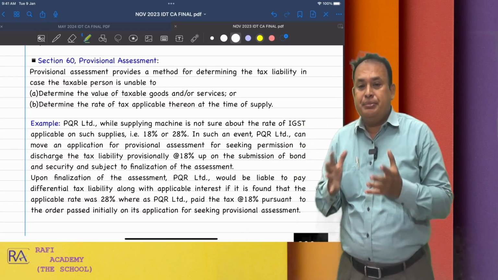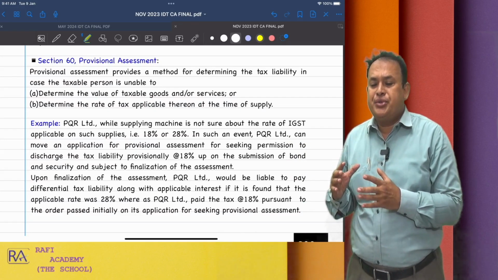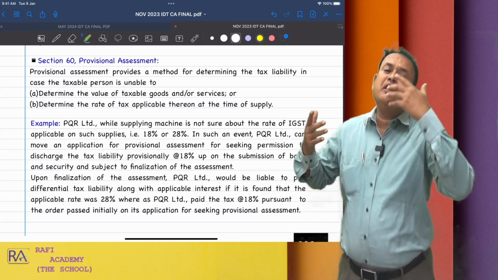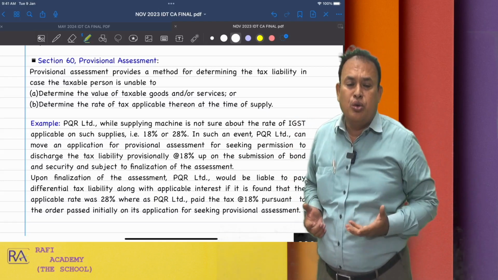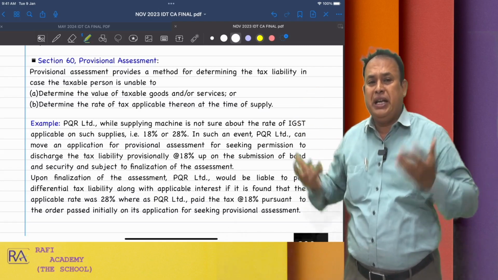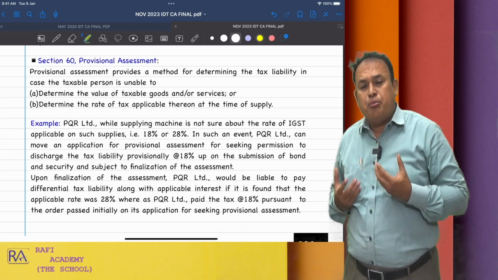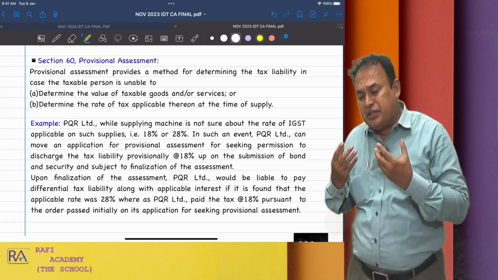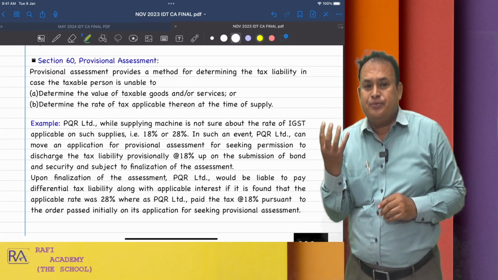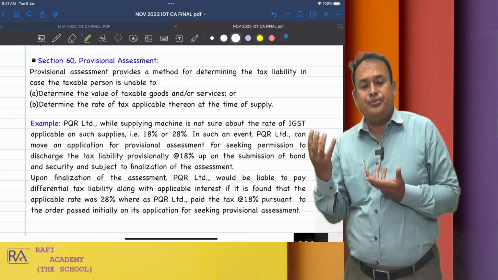Or otherwise, my supply, how to arrive at the value? It's too difficult for me to arrive at the value as per the valuation rules, as per the section 15 series. There is complication involved. There are some elements of tax and of expenditure that are includable in determining the value of the taxable supply. The transaction value is difficult for me to arrive at.